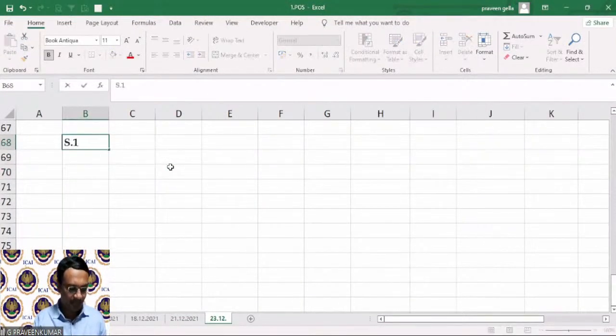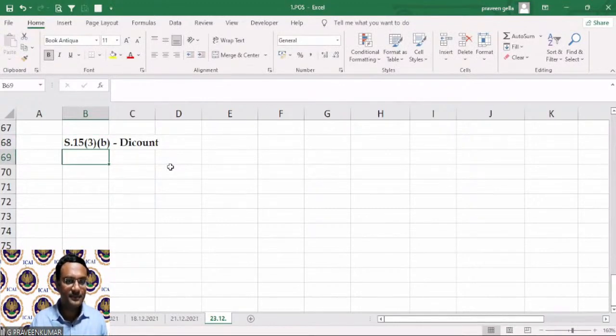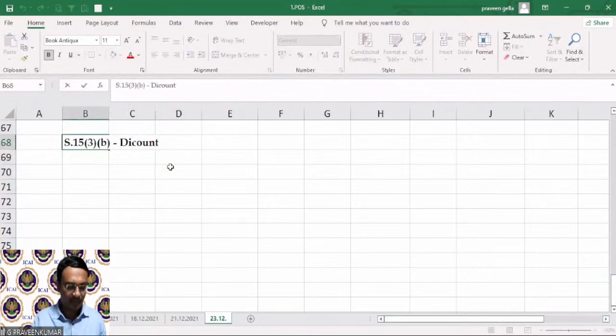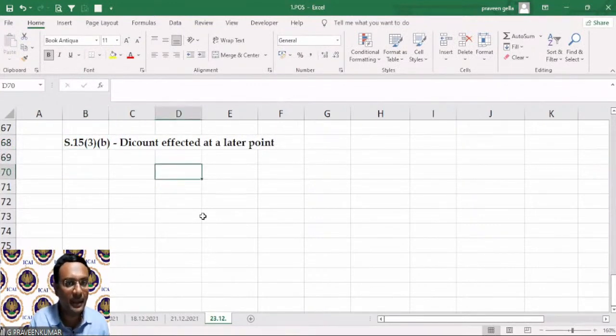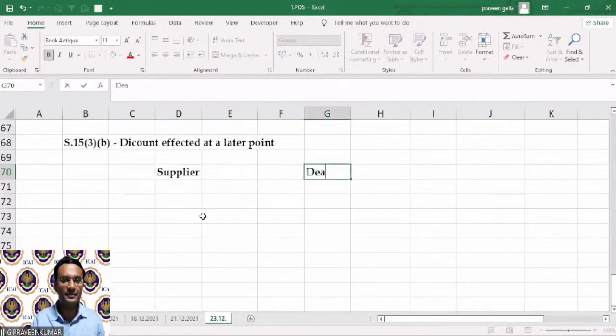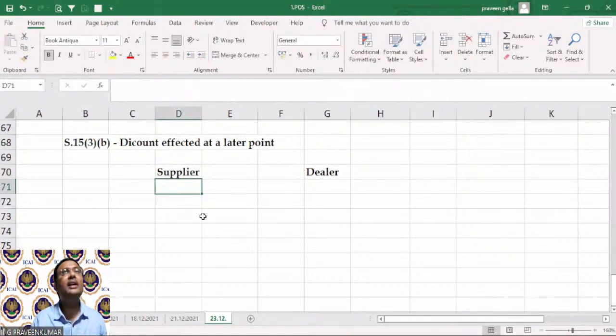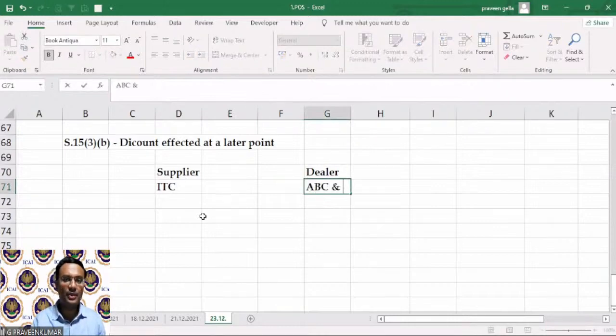Section 15, subsection 3, clause B talks about your discount, and this discount is effected at a later point. Let me give an example to make you understand in a better fashion. Say there is a supplier and there is a dealer. Let's take the example of ITC as the supplier, and the dealer, ABC and Co.